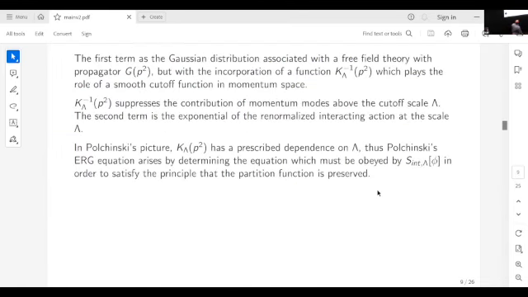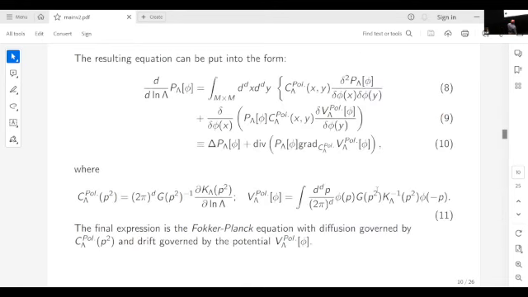So, as we say, the first term is just some Gaussian free field with a smooth cutoff. K is this thing which is in some sense regularizing the theory through the cutoff. And then in Polchinski's picture, basically K gives you the whole dependence on lambda. And then you've got to solve for the interaction, the action associated to interactions, in order to obey that principle that the partition function is preserved. And when you do that, then you have this equation.